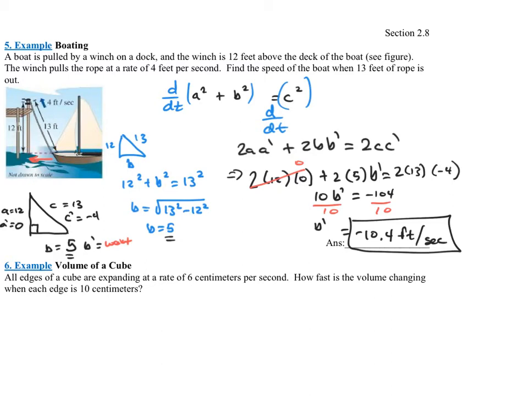So what does the negative mean here? Remember, negative here gives us a direction. This means the distance is decreasing. So what is the speed of the boat? The speed of the boat is actually 10.4 feet per second. The negative here is just giving us a direction, meaning that it's traveling towards the dock. So that's all the negative means there. The real speed would be 10.4 feet per second.